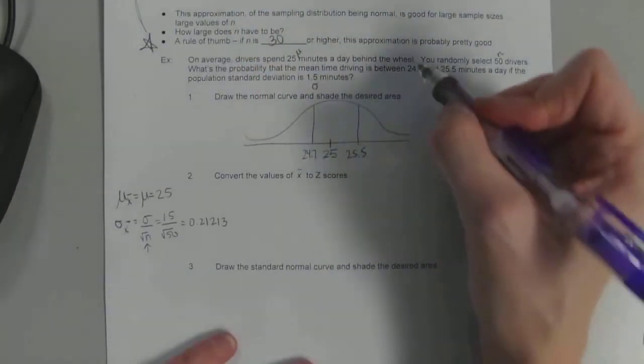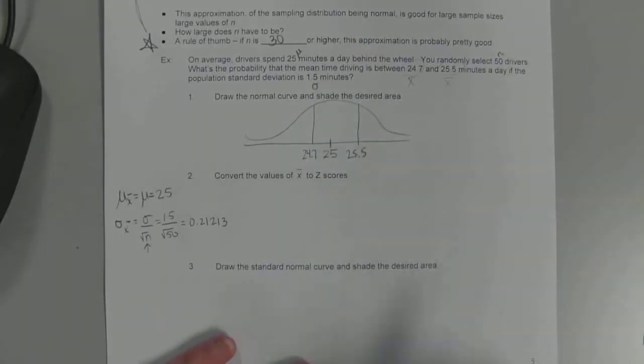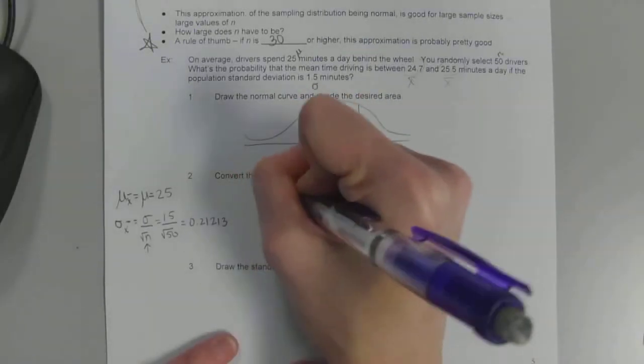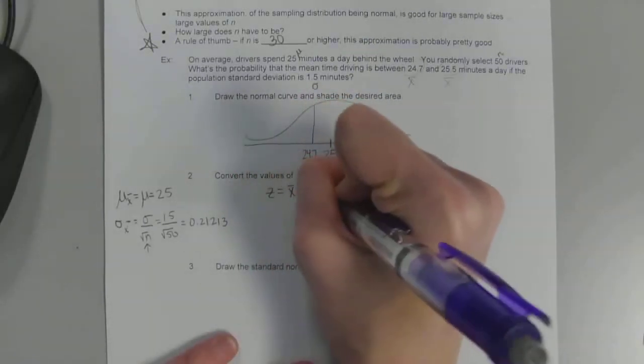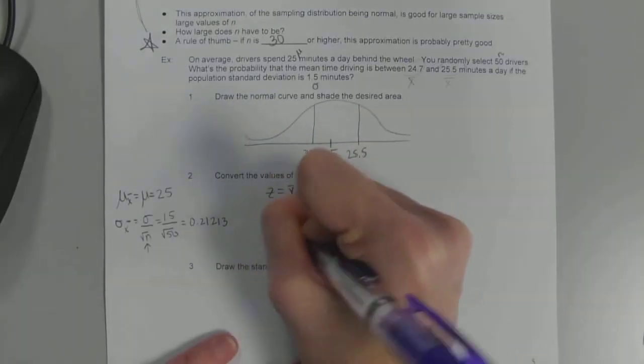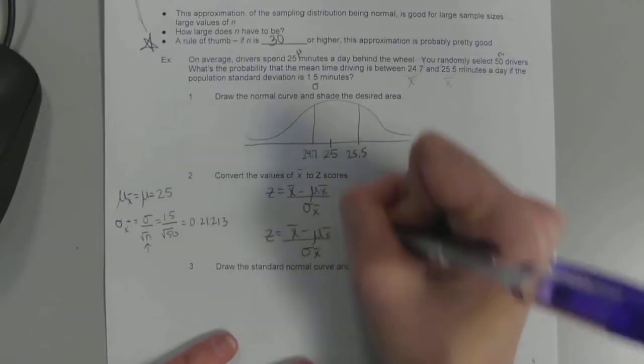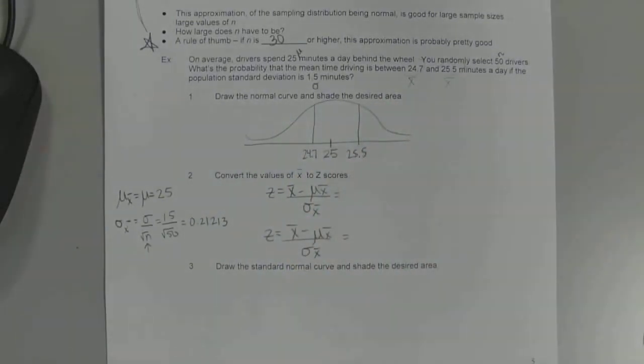So how do we convert our x values to z's? Well, we have 2 of them up here, all right? This is x bar and this is x bar. We're going to do z equals x bar minus mu of x bar over sigma of x bar, twice. Okay, what will stay the same? The mean, okay? So the 25-minute mean is going to be the back number for both.